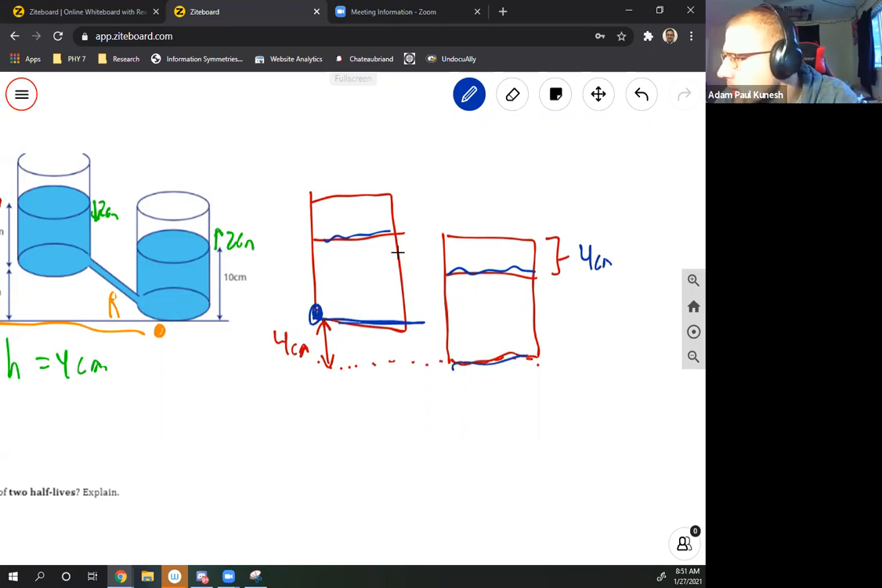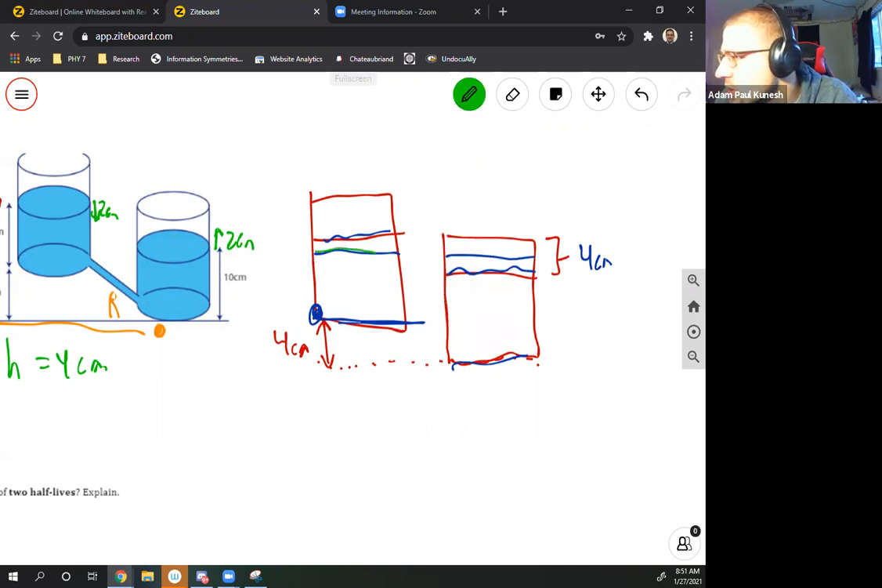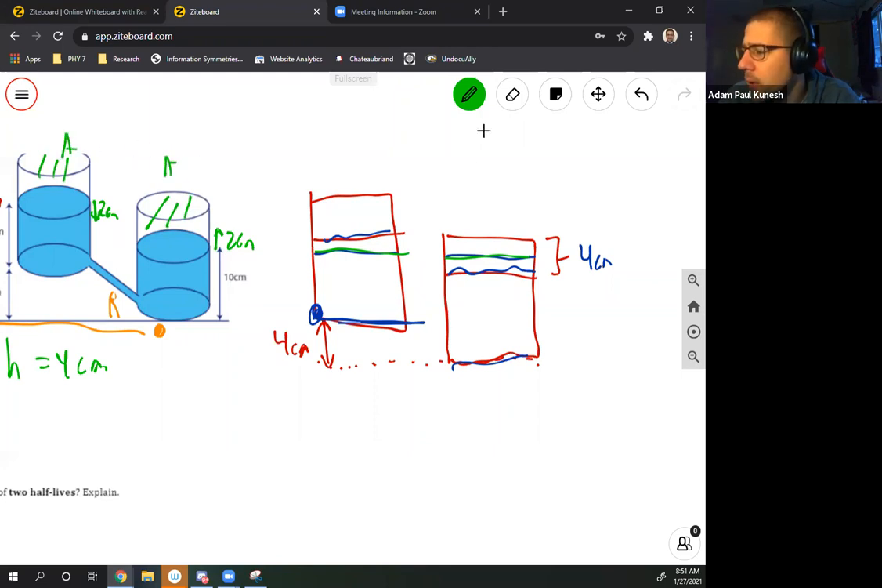So this upper one is going to drop down 2 centimeters to meet the other one, which will rise 2 centimeters. Because they're identical pipes, identical standpipes, they've got the same area. So if one drops by a certain distance, the other one will raise by that distance because the same volume of water is exchanged there.